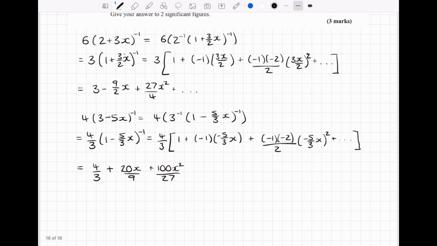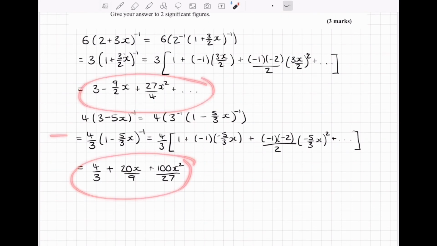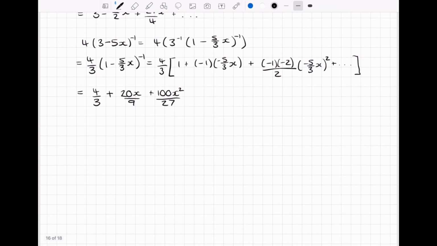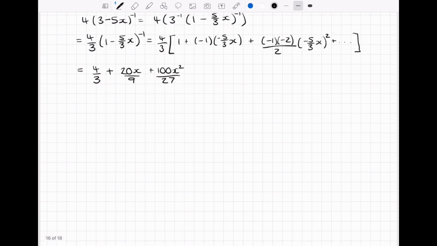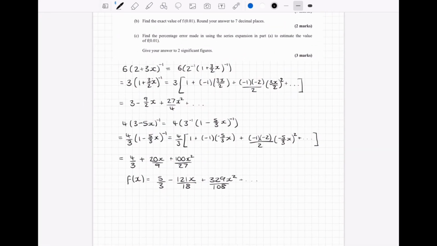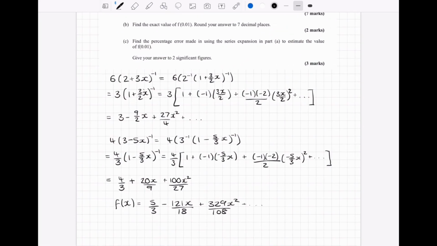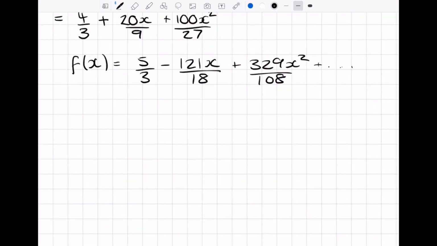So the original question was the first one minus the second one. So if I just take away both of those expansions, I get 5 over 3 minus 121x over 18 plus 329x squared over 108, which was exactly what I wanted.